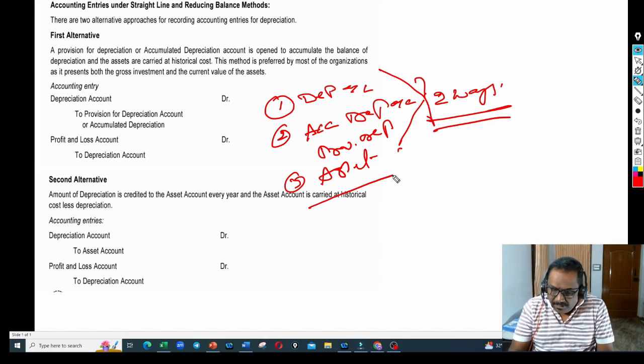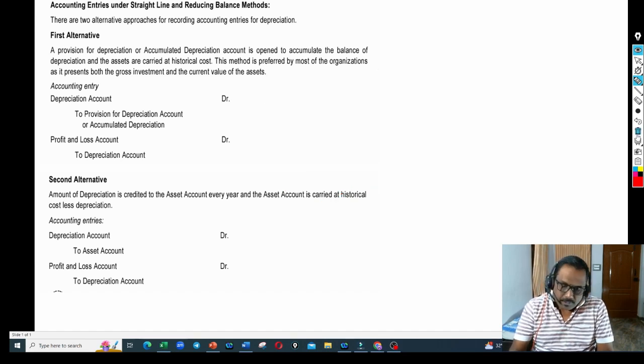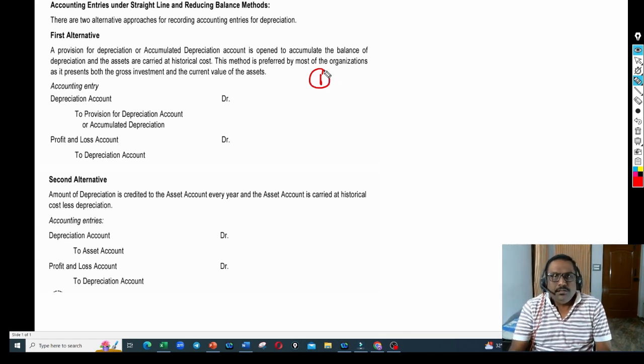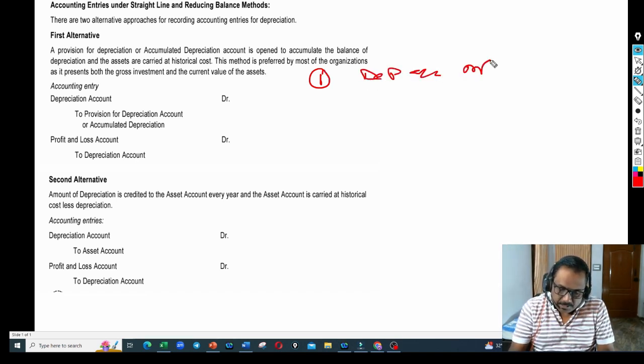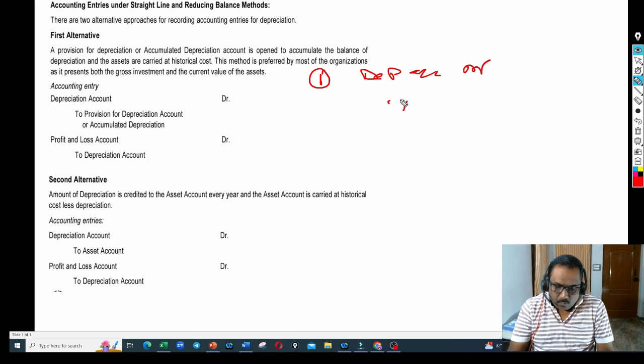So as and when the depreciation is calculated, what entry they will post? Depreciation is wear and tear. It is a loss, right? So all expenses and losses are supposed to be debited, right? So the depreciation account is supposed to be debited because it is a nominal account. All expenses and losses are to be debited. Hence, we are debiting the depreciation account. Then what we credit here is the accumulated depreciation account or provision for depreciation account.